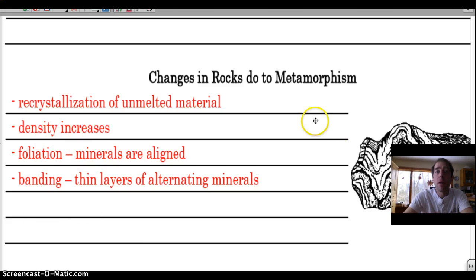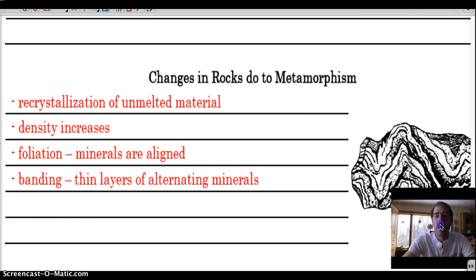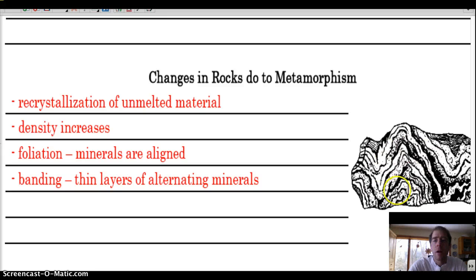Foliation is when the minerals get lined up, and you can sort of see that with this rock right here. These are the mineral bands, and they're lined up together. And that banding are these alternating bands of crystal.